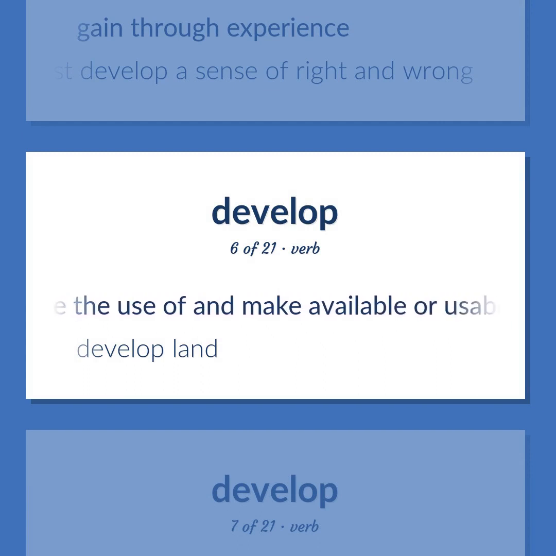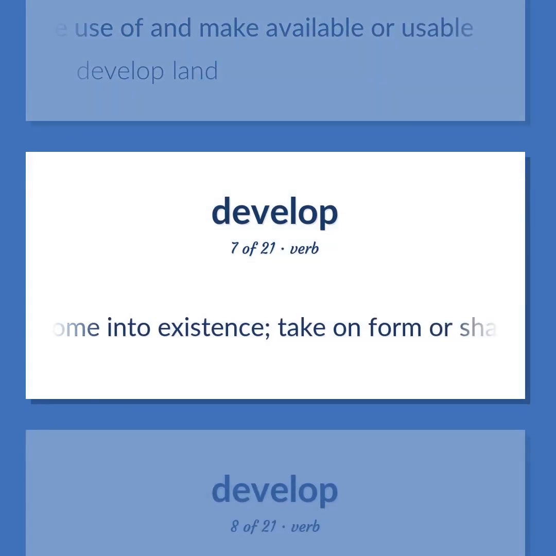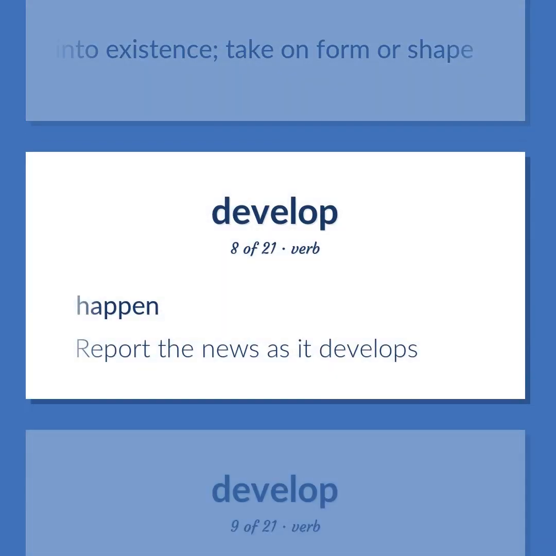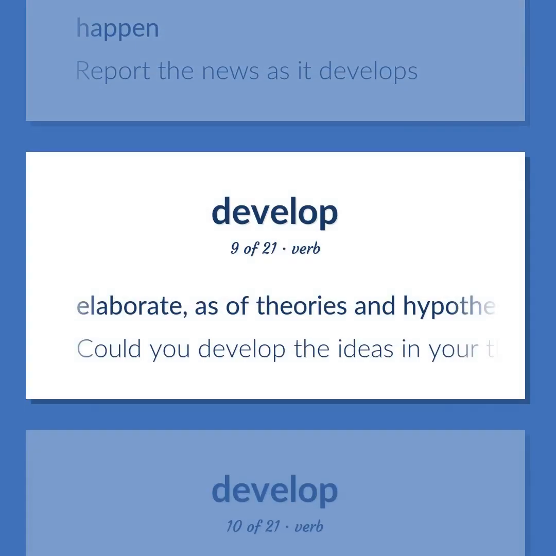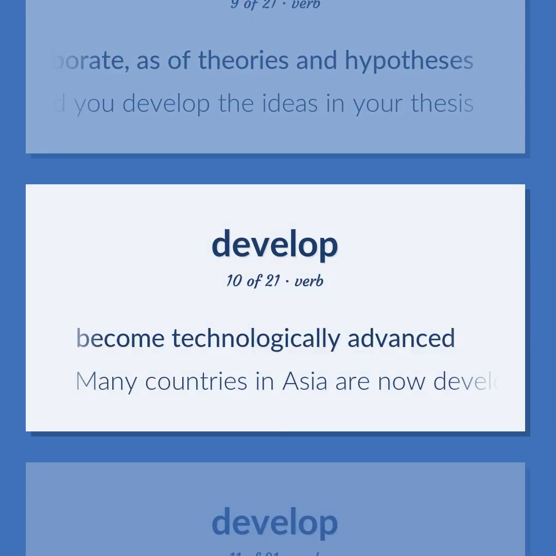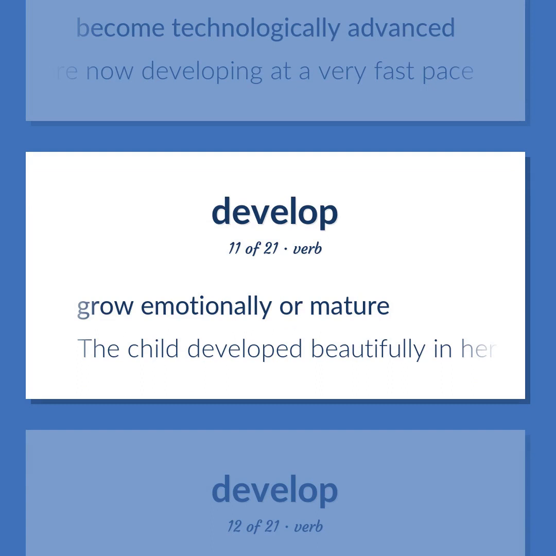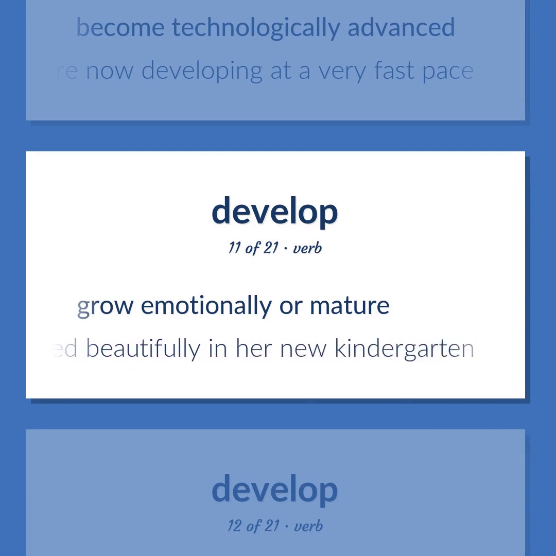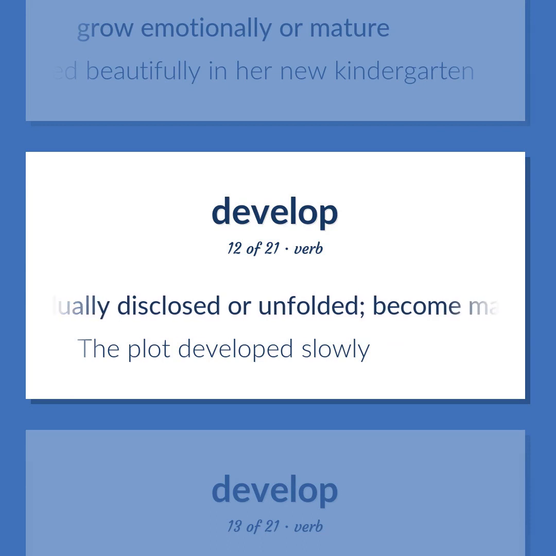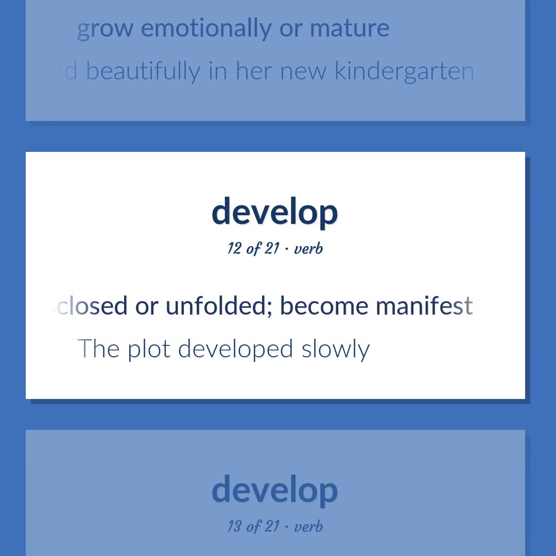Change the use of and make available or usable. Develop land. Come into existence. Take on form or shape. Happen. Report the news as it develops. Elaborate, as of theories and hypotheses. Could you develop the ideas in your thesis? Become technologically advanced. Many countries in Asia are now developing at a very fast pace. Grow emotionally or mature. The child developed beautifully in her new kindergarten. Be gradually disclosed or unfolded. Become manifest. The plot developed slowly.